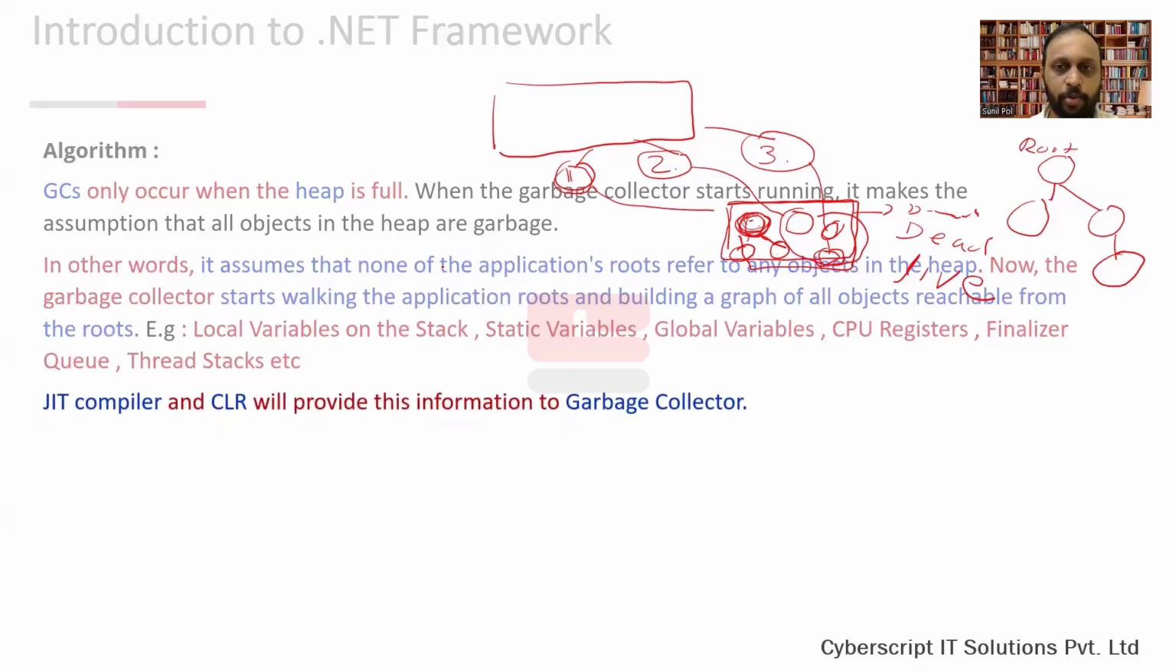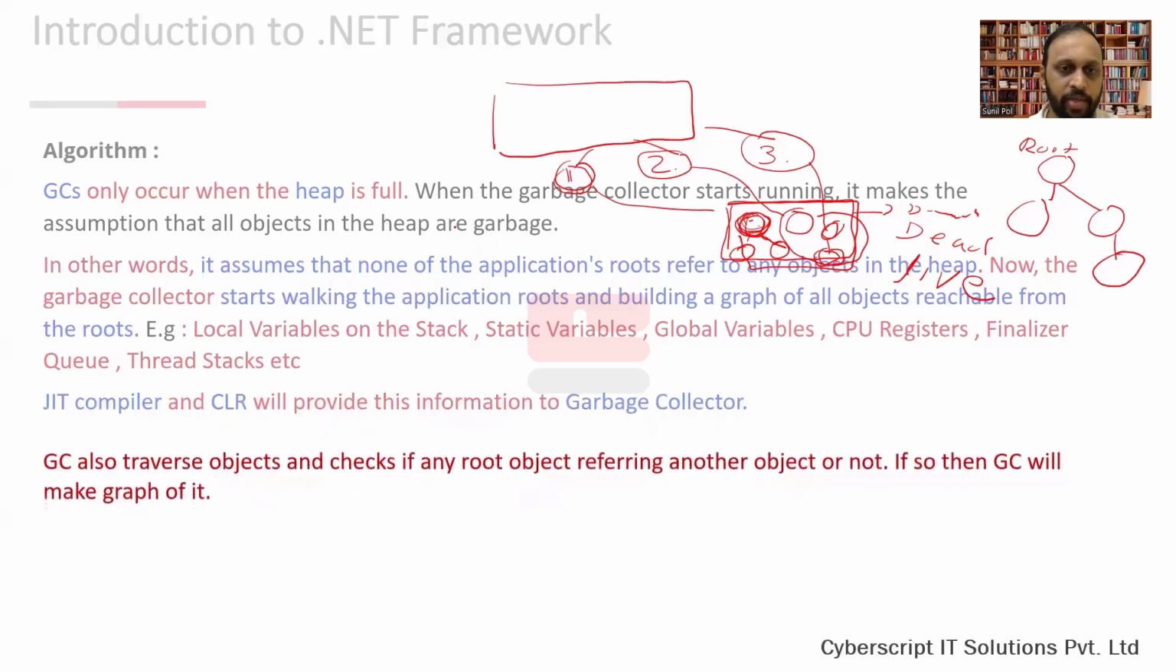So this information is provided to the garbage collector by the JIT compiler and CLR. GC also traverses objects and checks if any root object is referring to another object or not. If so, then GC will make a graph of it. So here in this diagram, this root is referred by application root 1, and that root object is also creating one more object, object A, object B, and B is creating the next object, that is C. So garbage collector will make a graph of it.